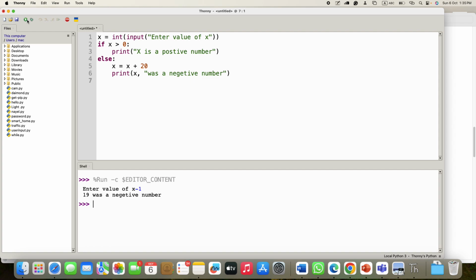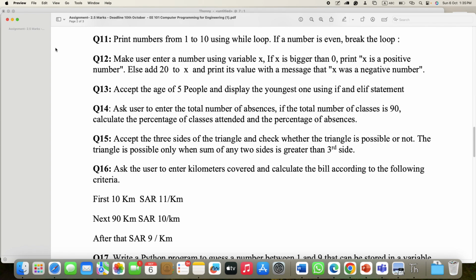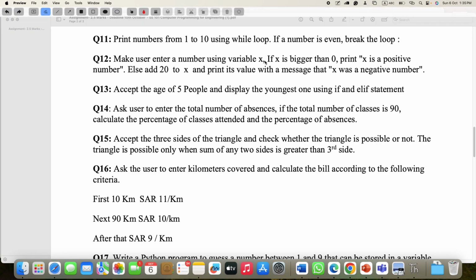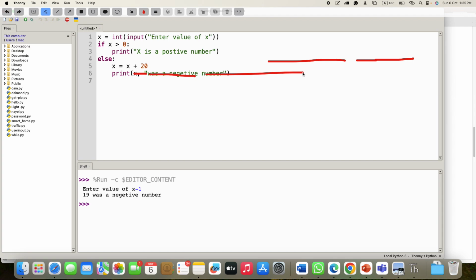Why do we put x equals x plus 20? Because in the question, if you see, it says if x is greater than 0, simply print "x is a positive number". So that's the if condition. And that's the else condition. Else add 20 to the x, whatever the value is, x = x + 20, and then print "it was a negative number", and this is what I did. I added 20 to whatever the value of x is. And then I printed it.